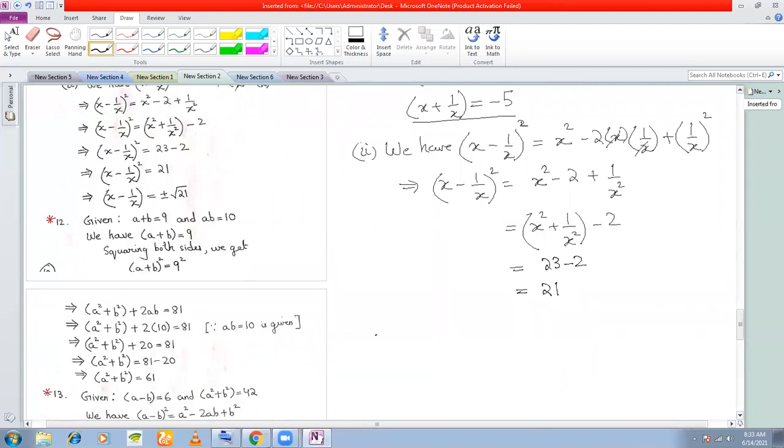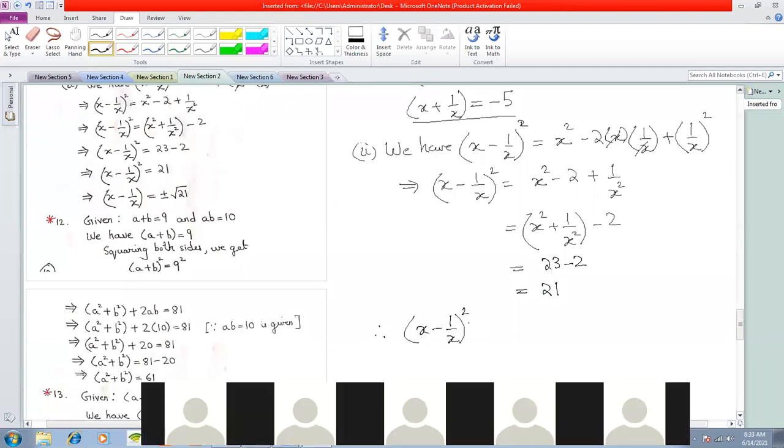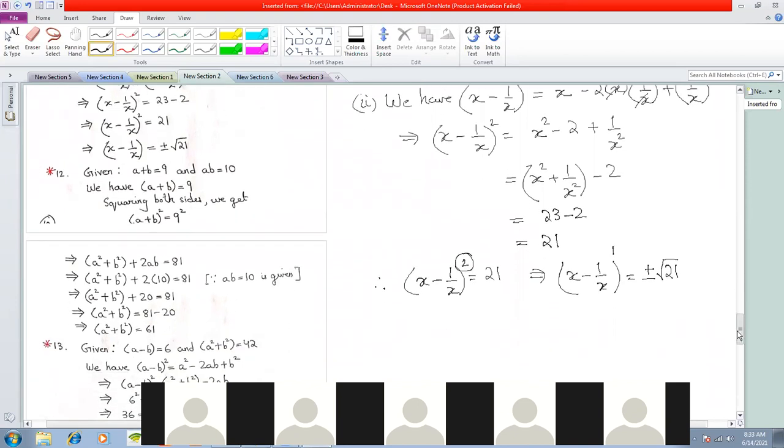So what are you getting? Therefore, x minus 1 by x whole square is equal to 21. That means x minus 1 by x must be equal to square root of 21. Now remember, as I told you, whenever you're finding x from a square, you always have to give a plus or minus sign. Okay, your answer is plus or minus square root 21.